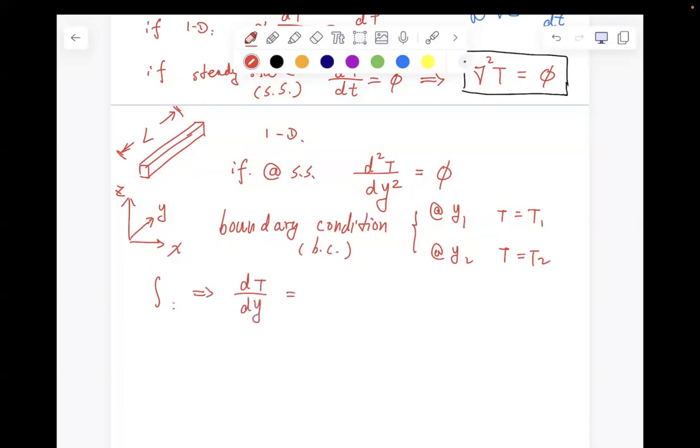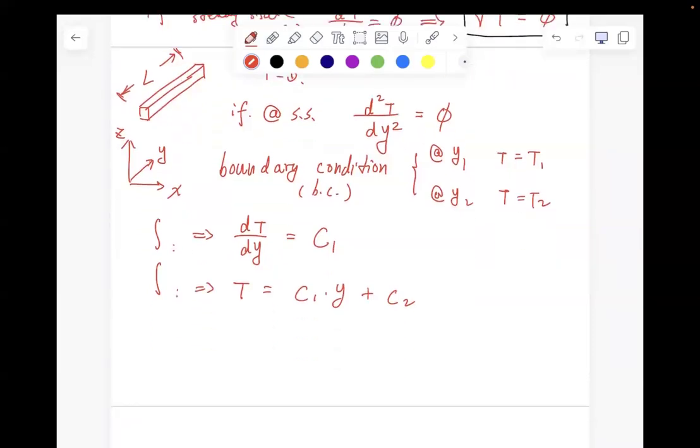we get dT/dy equals a constant C1. And we integrate again, what we get is T equals that constant times Y plus another constant, right? Or you can do the integral with the boundaries, or I do the integral without the boundaries here. And then we can plug these two boundary conditions into this final solution to solve for C1 and C2.